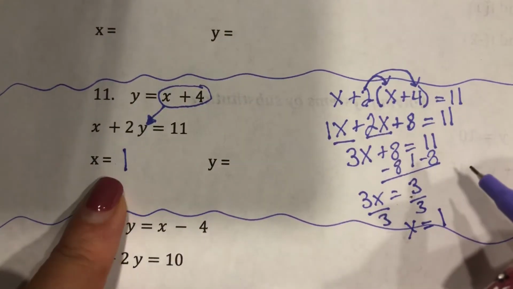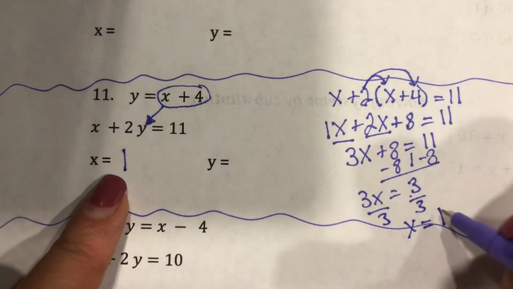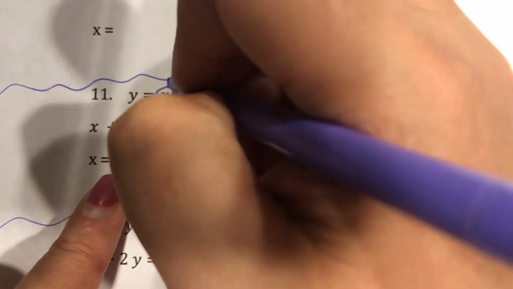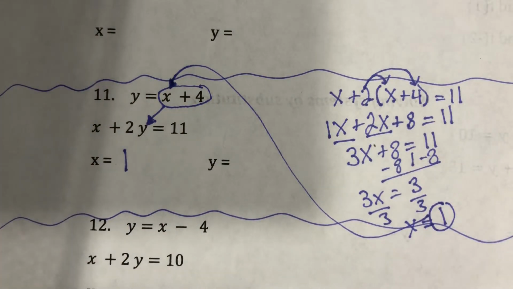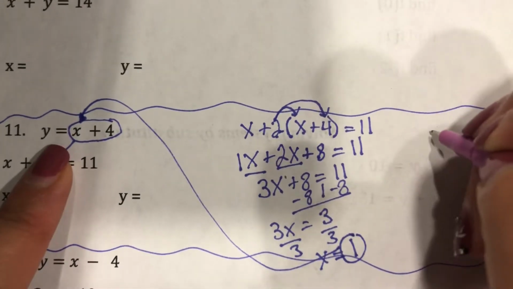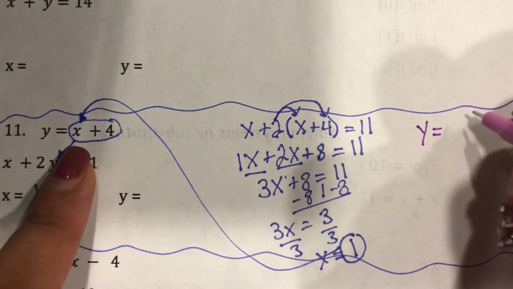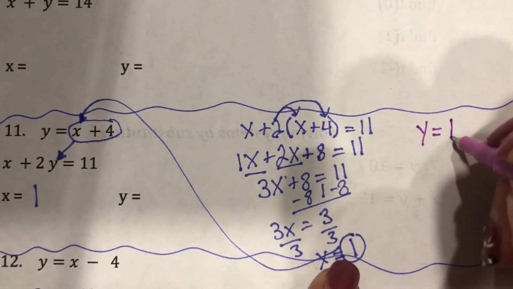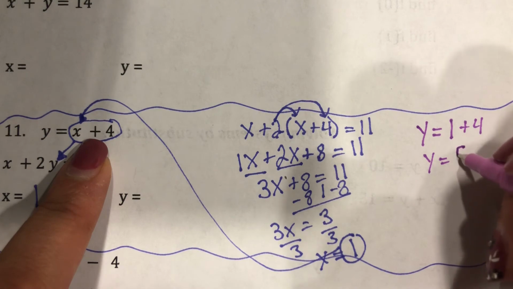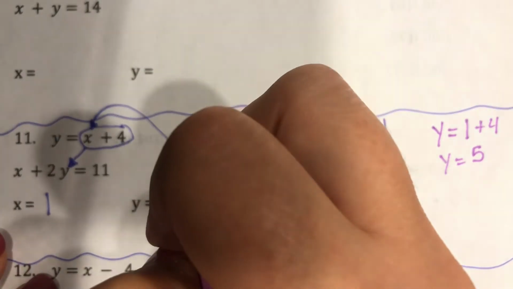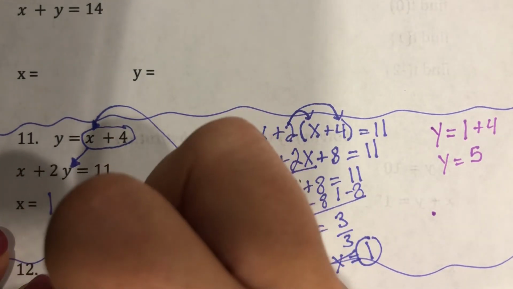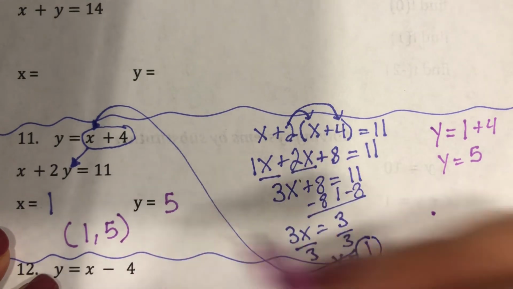So over here where there's x equals, I'm going to put a 1. With this, I'm going to take this 1 and plug it in, or substitute it in for my x. For that one, I'm going to do it in a different color. So I have y equals, instead of an x, I'm going to plug in that 1, plus 4. So y equals 1 plus 4 gives me a 5. So then that's my answer for my y. So my whole answer is 1, 5. That is the point where they both meet.